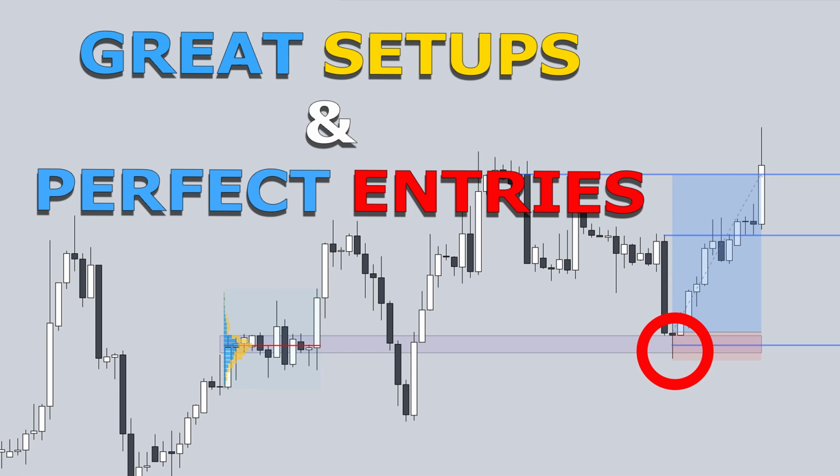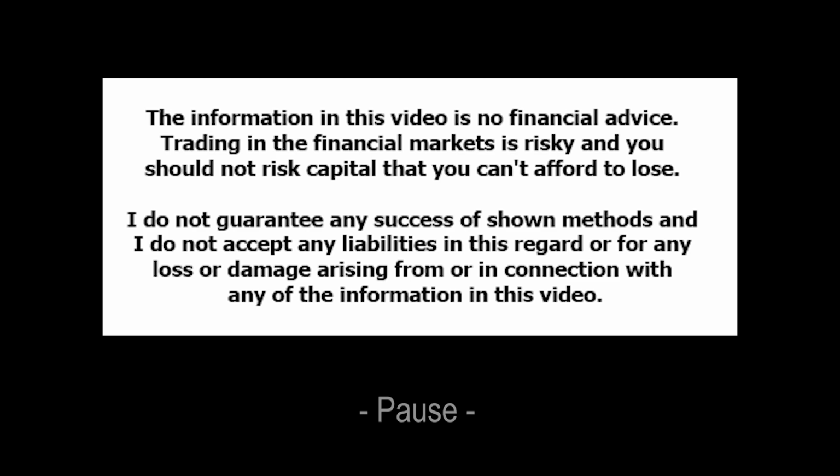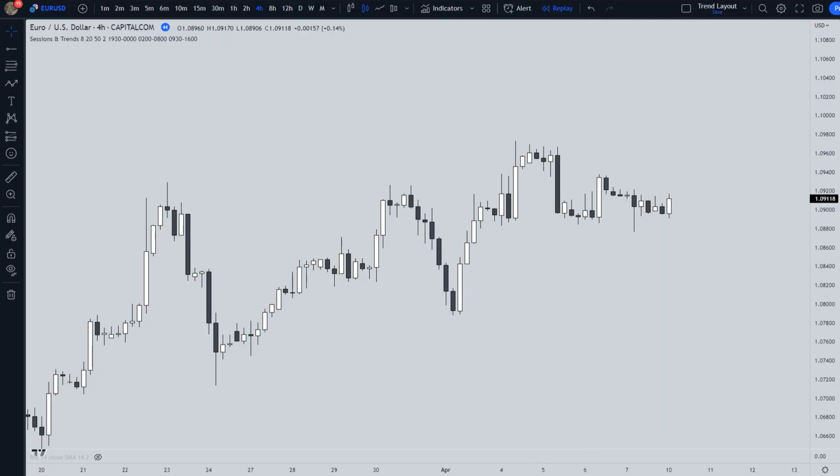Hello traders, today I want to show you how to find high probability setups and perfect entries. Again, I explain it by an example. This is the 4-hour chart, Euro USD.